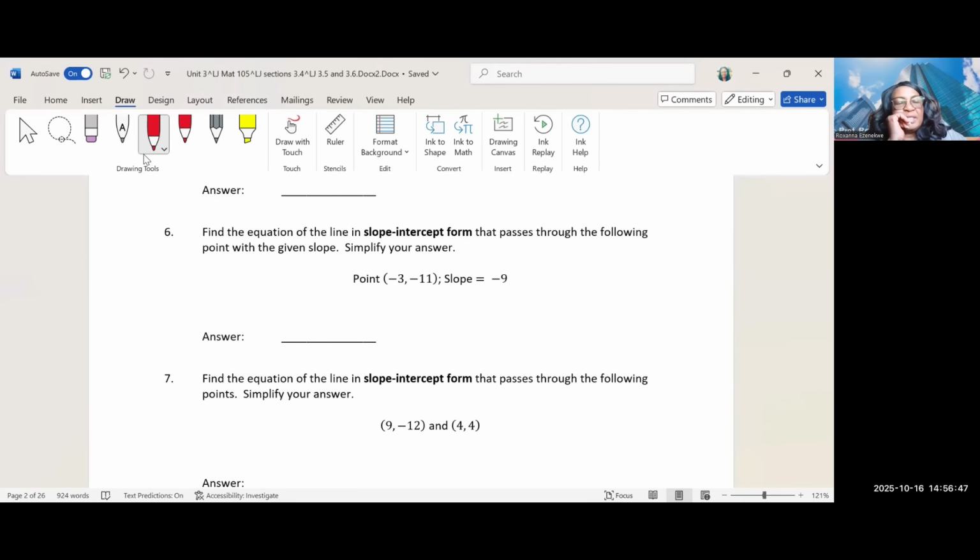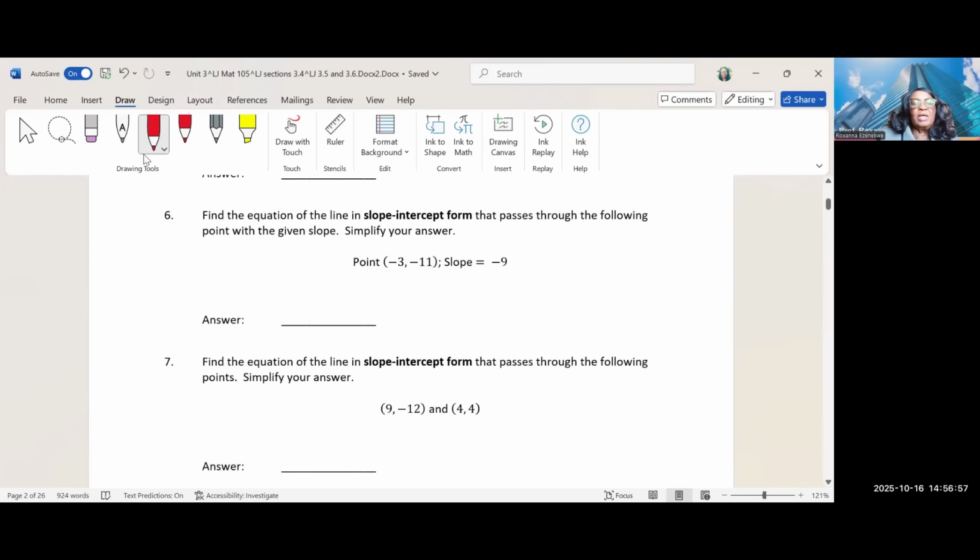Do number 6 on your own, then we'll do number 7 together. But I'm going to take the roll right now. So you are doing number 6, and we will do number 7 together. But please listen, I'm calling your name. I want to make sure that I take attendance.